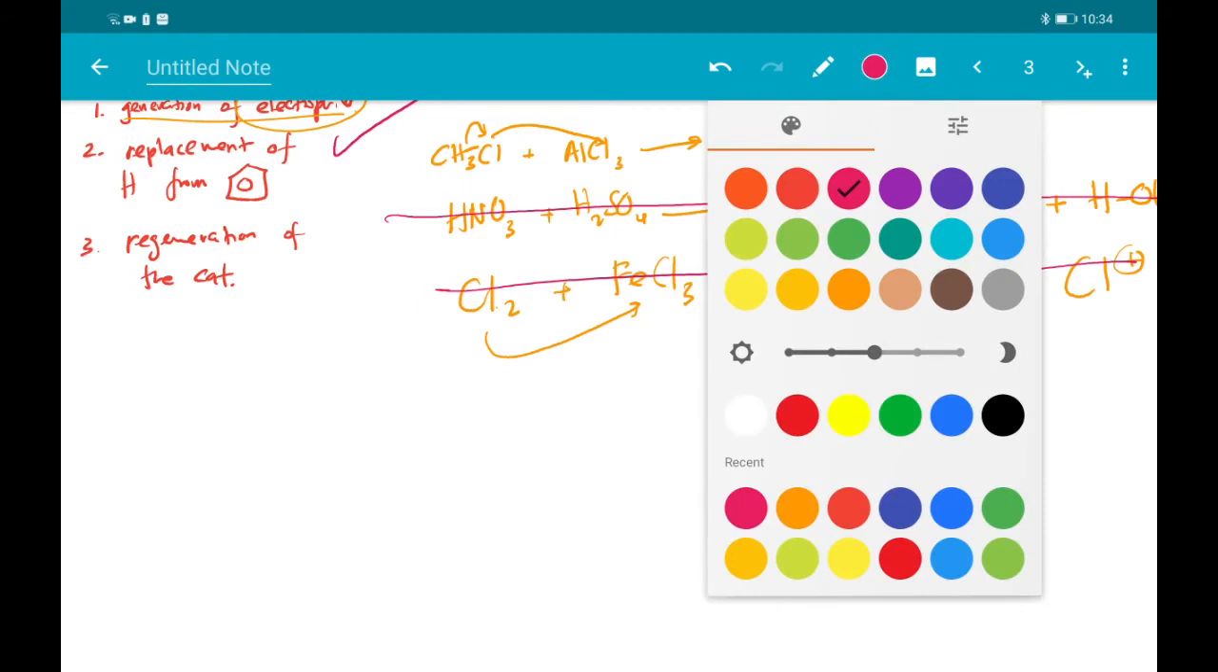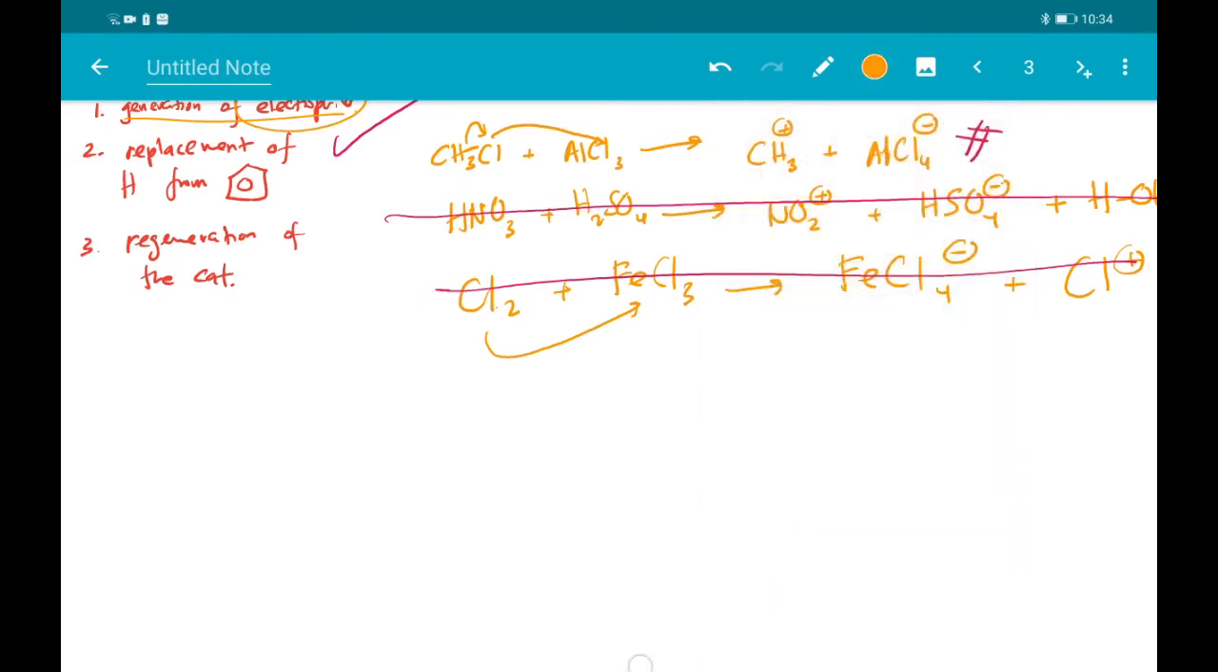So after we have generated the electrophile, which is CH3 plus, remember, don't forget the symbol, it's going to attack the hydrogen from the benzene ring. We have 6 options, however, I would like to highlight the hydrogen at the top. If we number the benzene ring, it comprises 6 carbons. The CH3 will replace the hydrogen from the first carbon.